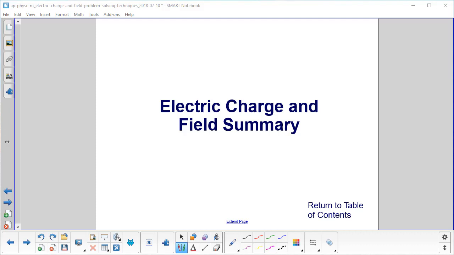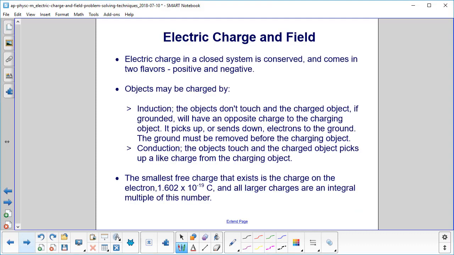Electric charge and field summary. Electric charge in a closed system is conserved. Closed system means you isolate a certain part of space and you don't let anything come in or out. Charge comes in two flavors, positive and negative.